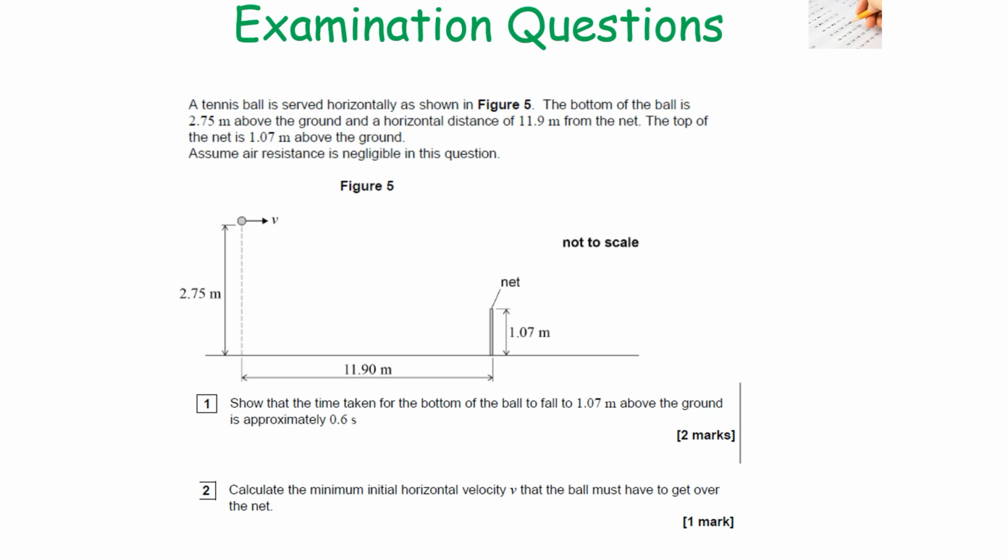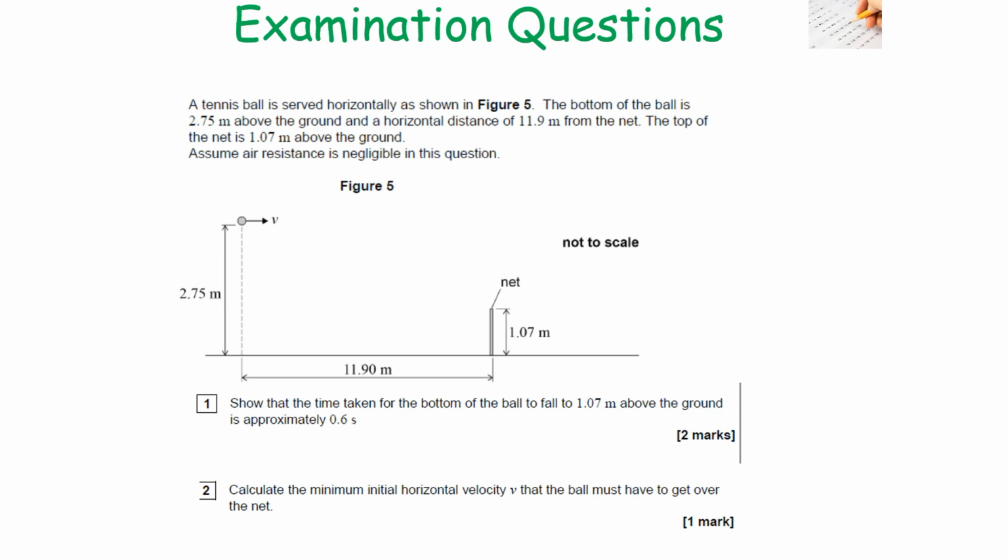Right, so how do you answer this particular question? Well, what you can do here is, because you know it's falling vertically and the only force acting on it is gravity, you've got a constant acceleration, so you can use SUVAT. So we can use SUVAT to show that our answer for t is about 0.6 seconds.